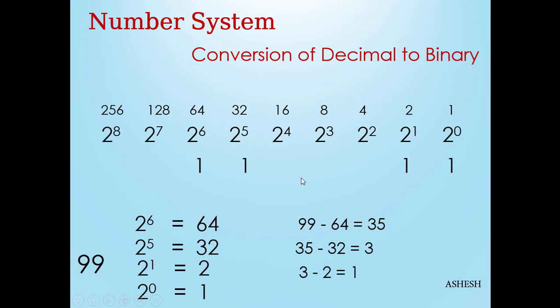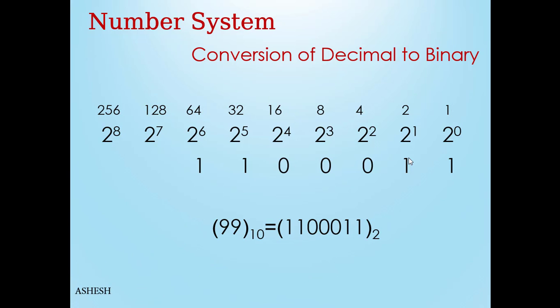But still we have empty places, so we put 0 in those empty spaces. So 0 0 0. Our answer is 99 equal to 1 1 0 0 0 1 1.